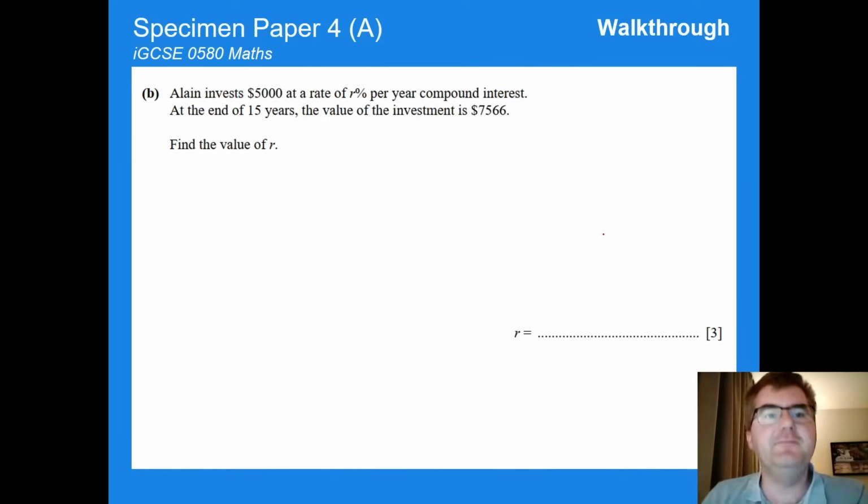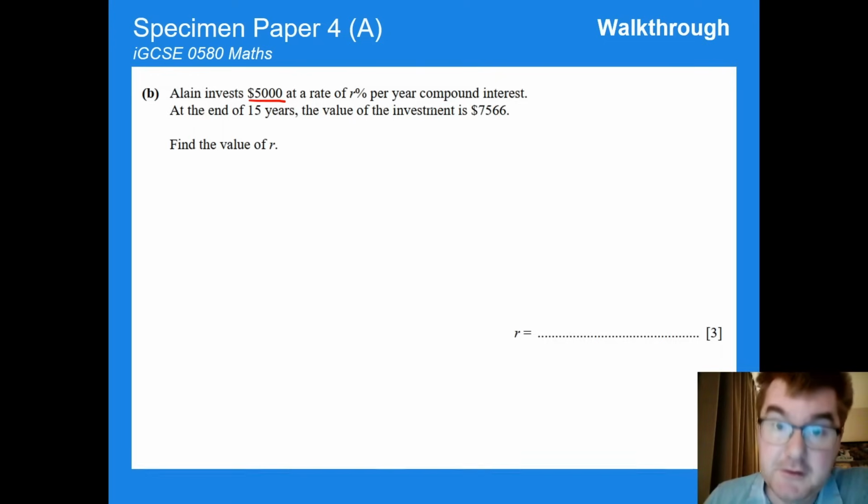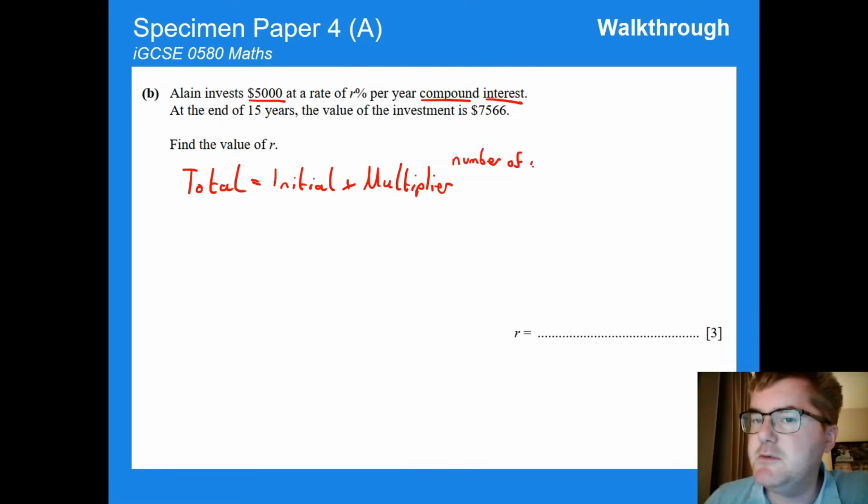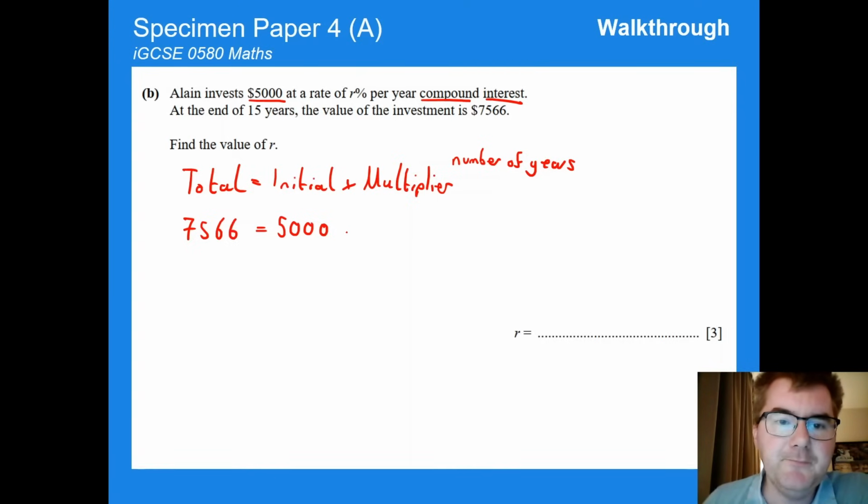Okay, and the last part, so Alain invests $5,000, so a completely different amount here, at a rate of R% per year compound interest. That's important. At the end of 15 years, the value of the investment is 7,566. So I generally use this formula of total equals initial times multiplier to the power of number of years. So that's what we've been using in this question. So all we need to do is put in what we know. So initial is $5,000, the total is 7,566. The multiplier we don't know. Okay, so let's call that M for the time being.